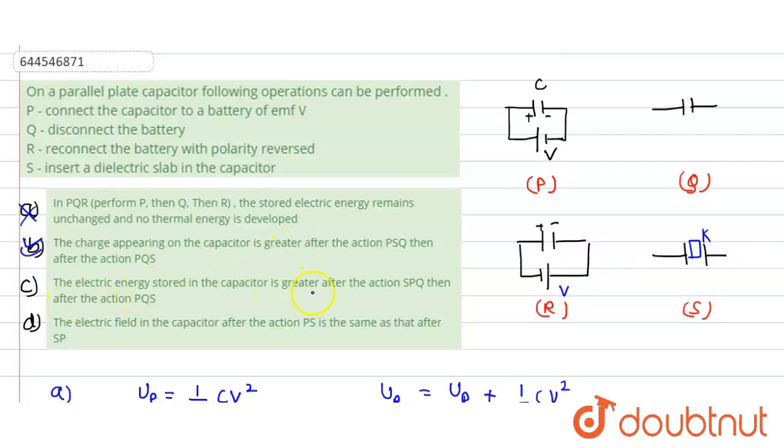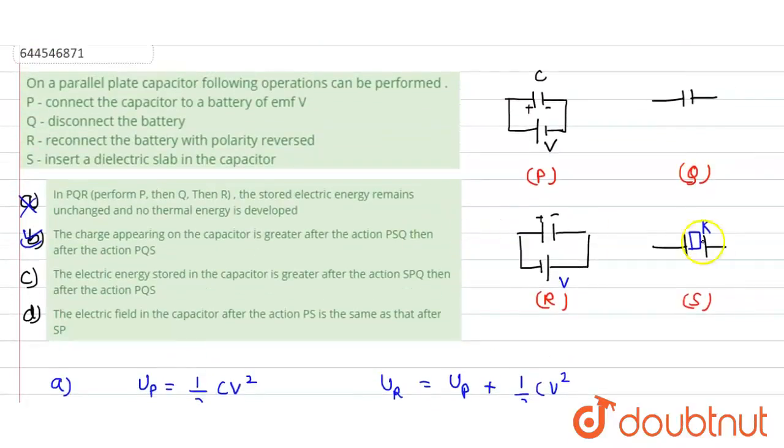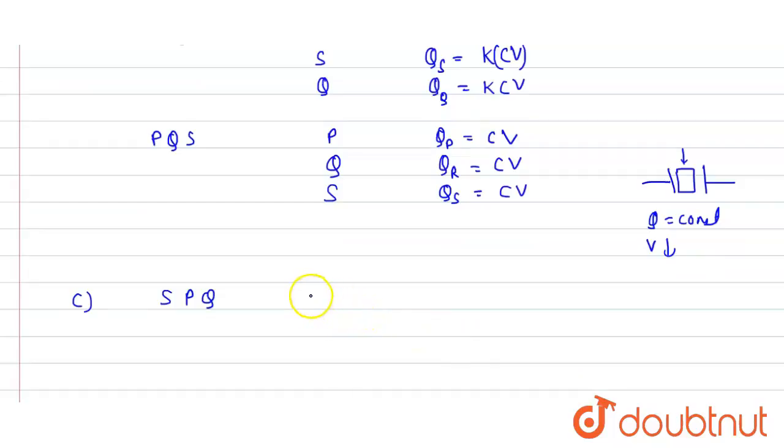Now the energy stored in the capacitor is greater for the process SPQ. So in the process SPQ, what would be the energy? In the process SPQ, first we insert the dielectric and then we connect it to a constant potential. In this situation, what would be the energy stored? Energy stored would be half C dash V square. Because we have inserted the dielectric in the process S, we have increased the capacitance, but the voltage would be the same. So that means U would be directly proportional to K.